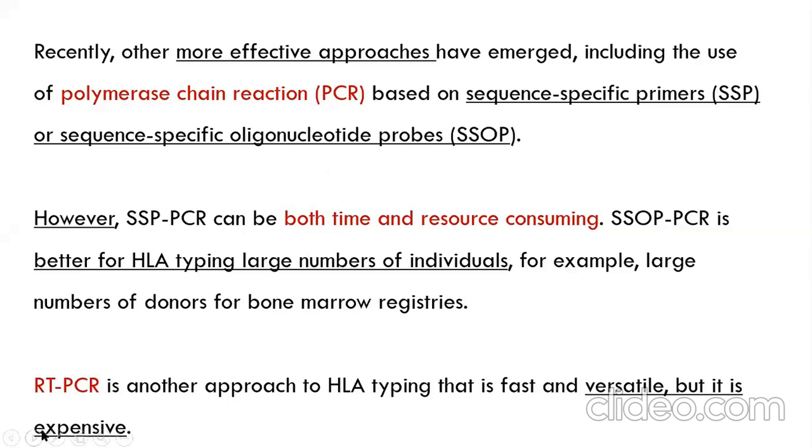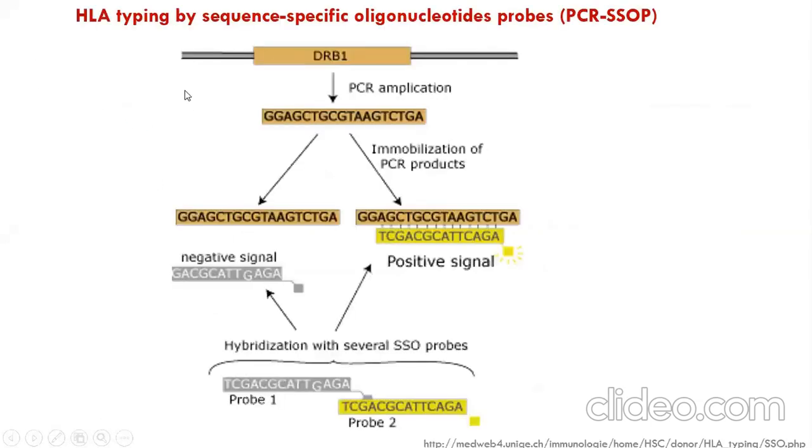Again, you go for one more advanced technique called RT-PCR. That is also better in terms of accuracy and quickness, but it also involves money. If a patient is poor, whether they can afford it or not, you have to look into that. You go with molecular biology by PCR. How do you do that?